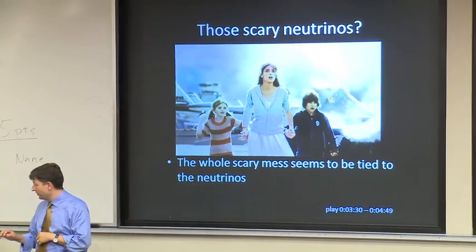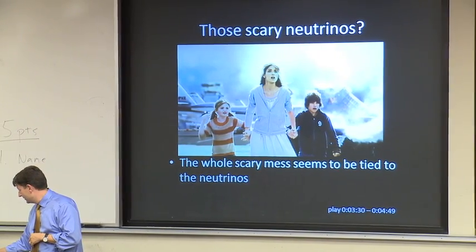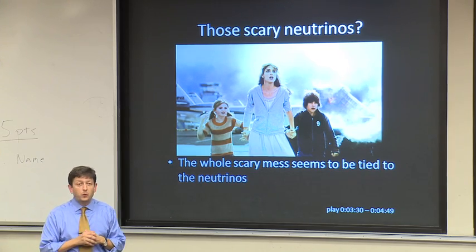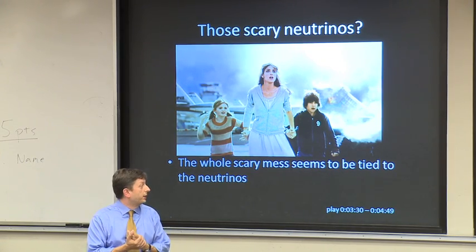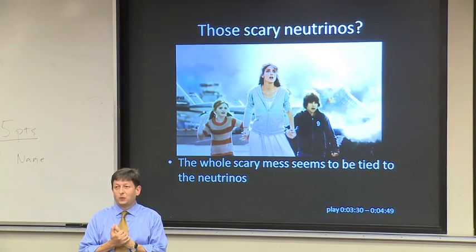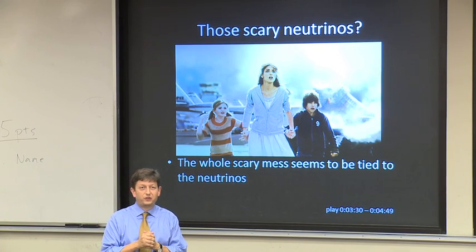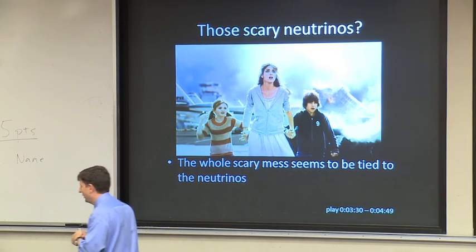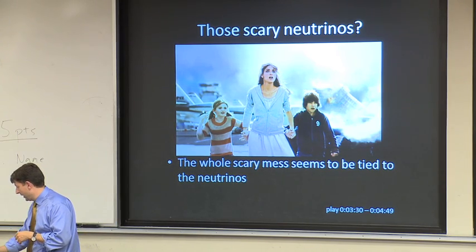Maybe we should talk about those scary neutrinos. So in the story, neutrinos seem to be the real problem. It's not the other stuff coming at us from the sun, but rather the neutrinos that are emitted by the sun, at least according to the storyteller. So I thought we'd focus on what happens with those bad neutrinos.